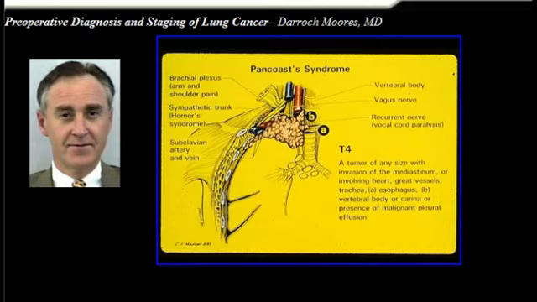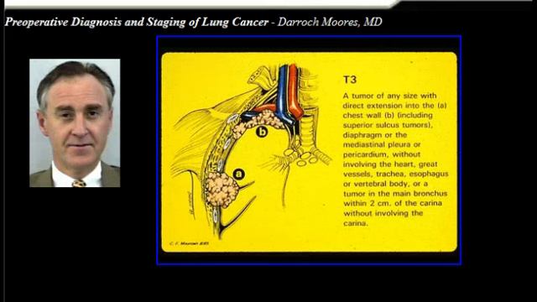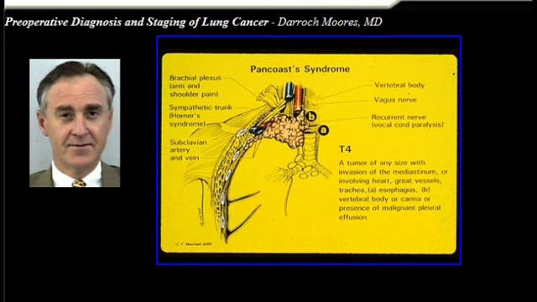A T4 descriptor describes a tumor of any size with invasion of the mediastinum, including invasion of the heart, the great vessels, trachea, esophagus, spine, or the presence of malignant pleural effusion. And this is the last slide. This is a T3 pancreas tumor. And this is a T4 pancreas tumor where it has invaded through the chest into the brachial plexus, artery, vein, etc.